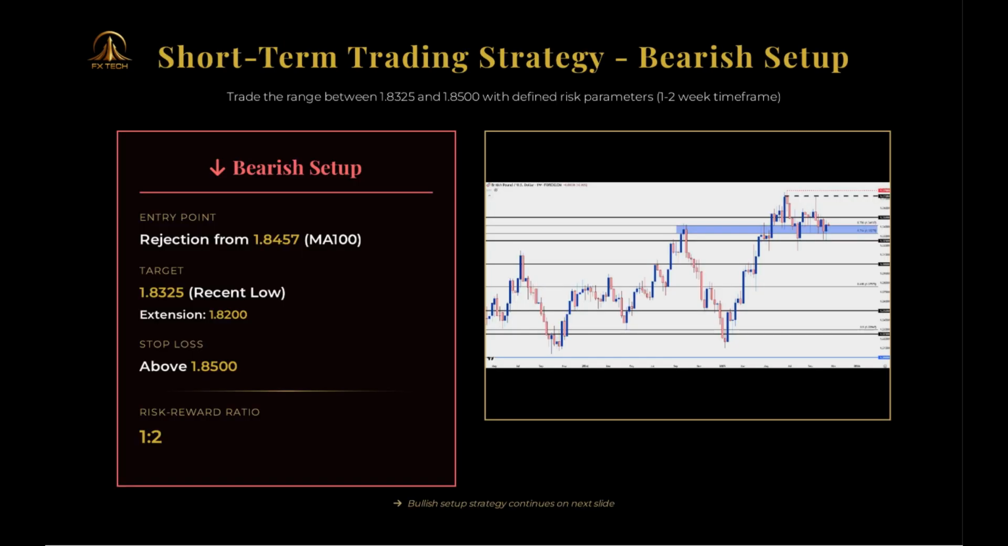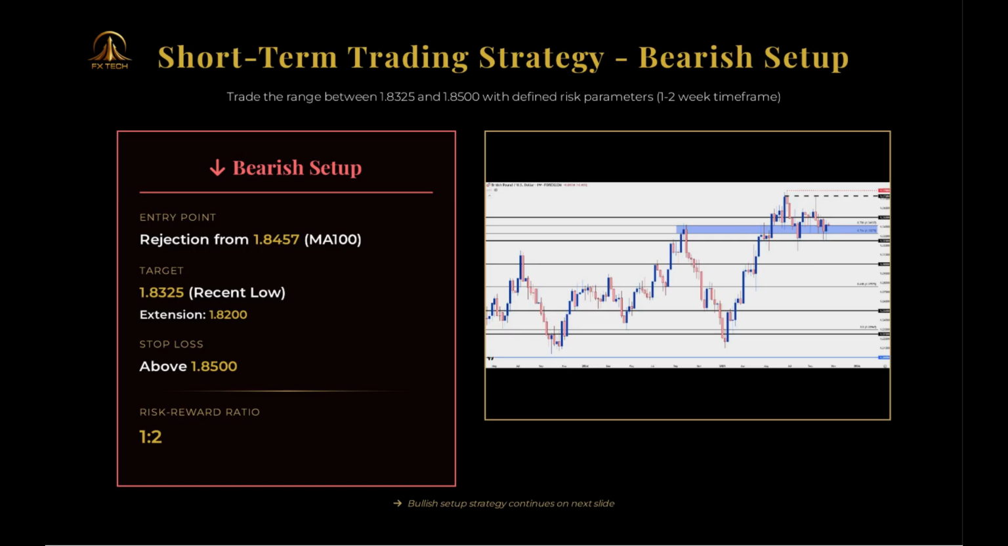For short-term traders looking at a 1 to 2 week time frame, let's start with the bearish setup. This strategy is designed to capitalize on continued downside pressure if the pair fails to break above key resistance. The entry point for the bearish trade is on rejection from the 1.8457 level, which corresponds to the 100-day moving average. This is a key technical resistance that has proven difficult to break.